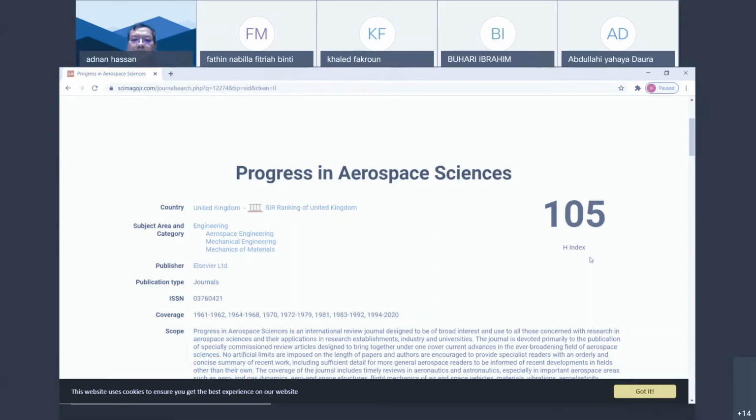There are papers published but nobody reads them, and nobody cites these papers, meaning that they are low quality papers.